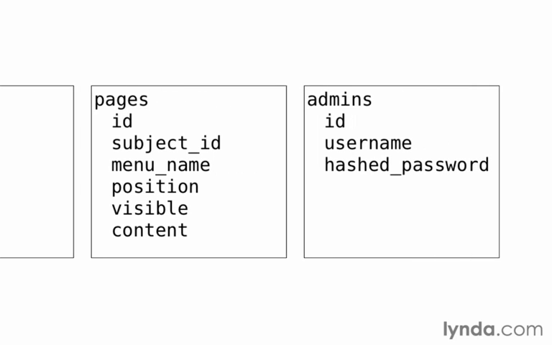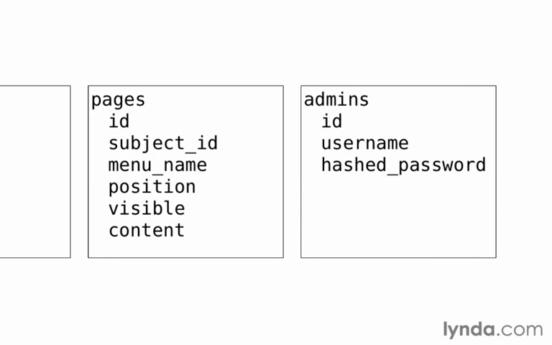And then our third table is going to be admins, which is just going to have its primary key, once again being ID, and then the username that the admin would use to log in with, and hashed password. Now you could just call this password, but I'm calling it hashed password just to make it clear that it's going to be encrypted. And we'll talk about that when we actually get to the section on user authentication.